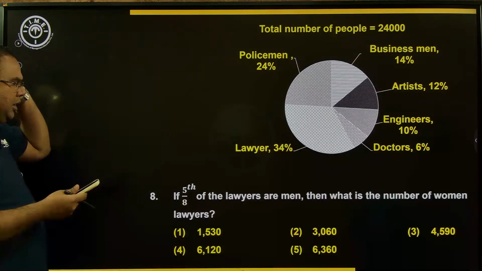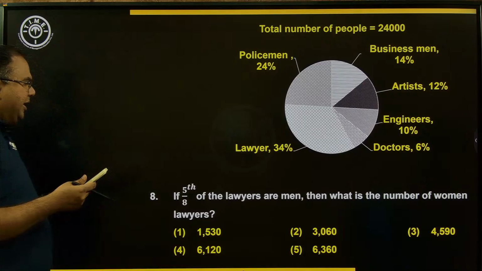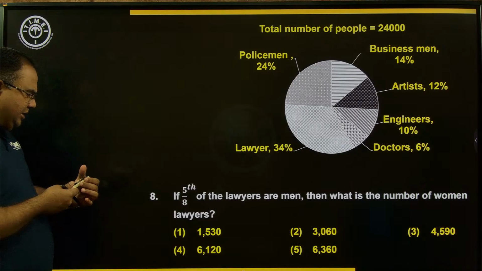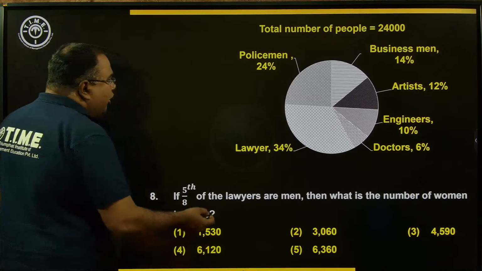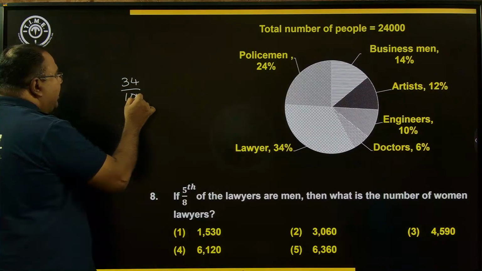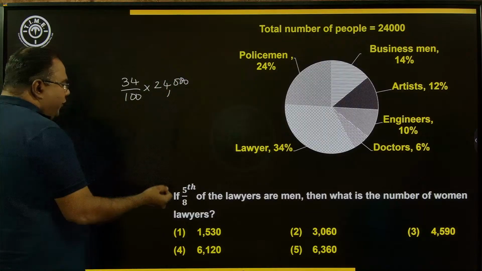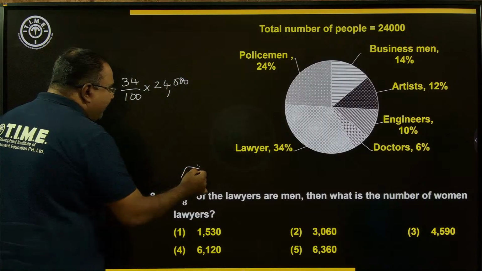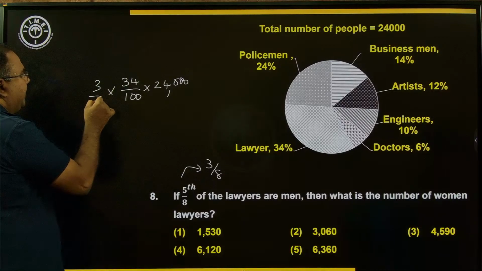Okay. Next, question number 8. If 5 by 8 of the lawyers are men, then what is the number of women lawyers? How many are lawyers? 34%. 34 by 100 out of 24,000. These are lawyers. Out of this, 5 by 8 are men. If 5 by 8 are men, then women have to be 3 by 8. So into 3 by 8.